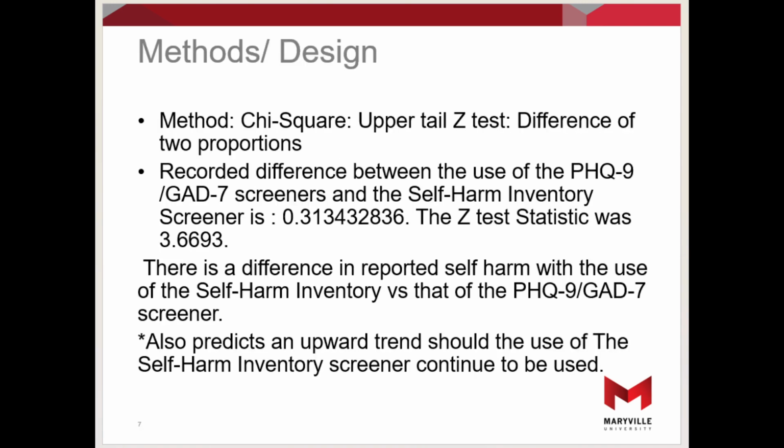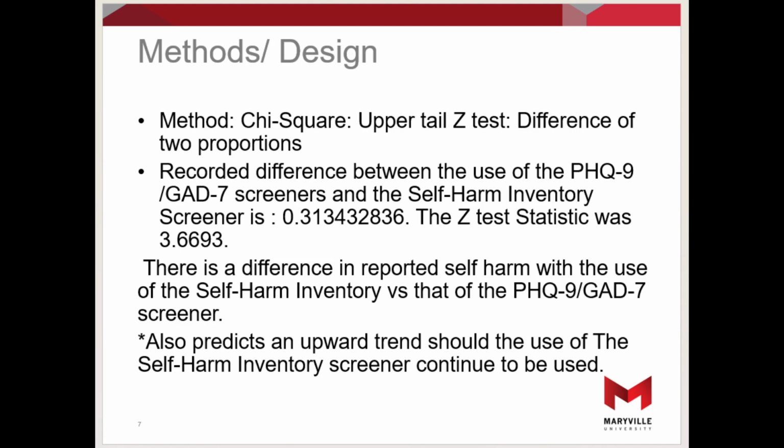The method used was the chi-squared upper tail z test. This test tests the difference between two proportions, and this was significant because it grasped the concept of taking two independent proportions and comparing them for likes and differences.